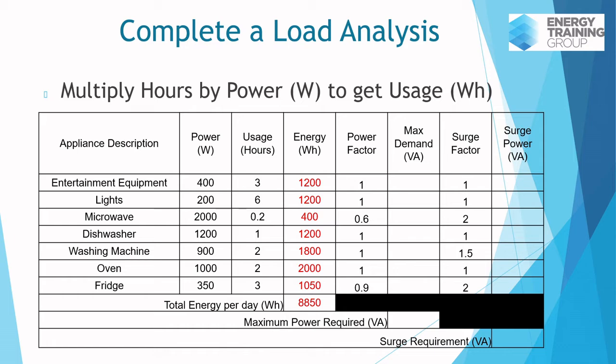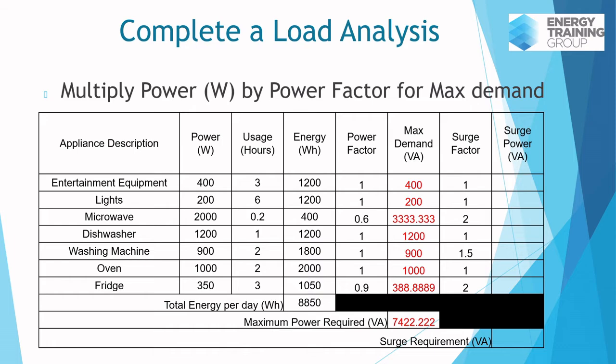Then to work out our maximum demand, which is in volt amps, we do our power and we divide that by our power factor. For example, you can see the microwave there. We've done 2,000 divided by 0.6, and we get 3333.333 recurring volt amps required for the microwave. So that's our maximum continuous output required.